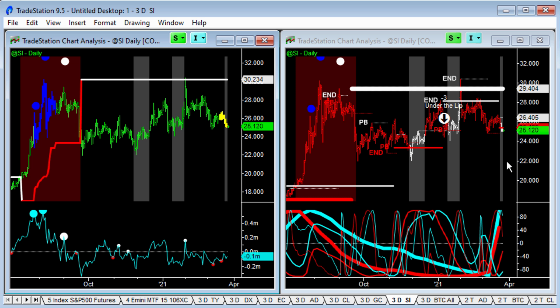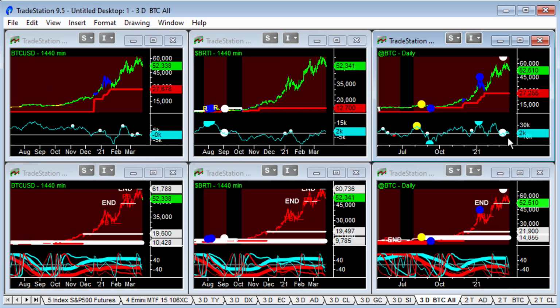We've got a confirmed downtrend happening with both price and volume. So gold is not interesting, but silver, I think, is a potential short at that point there.